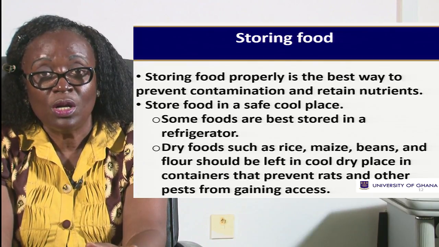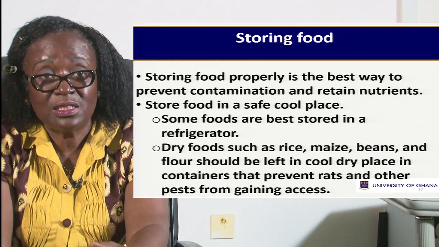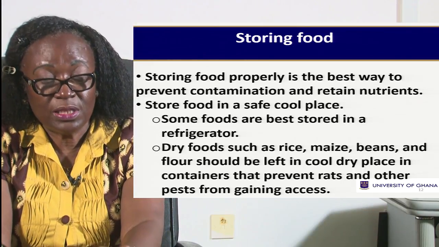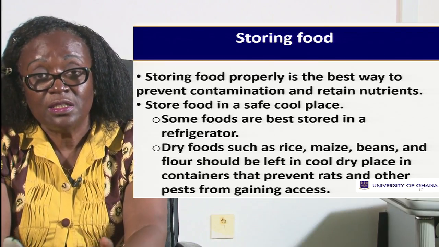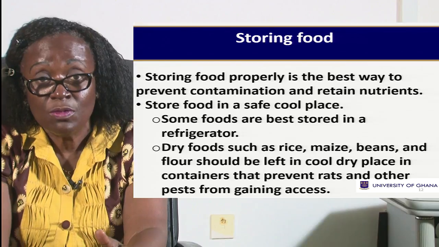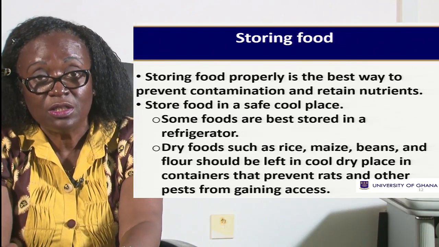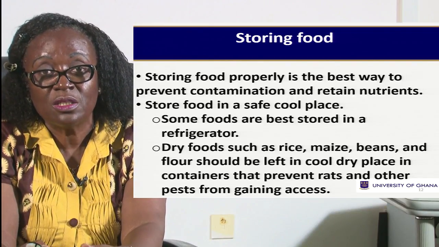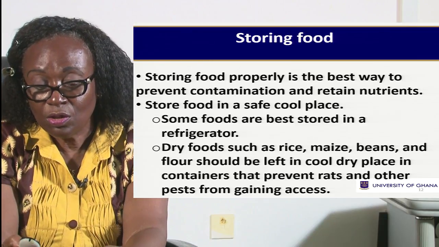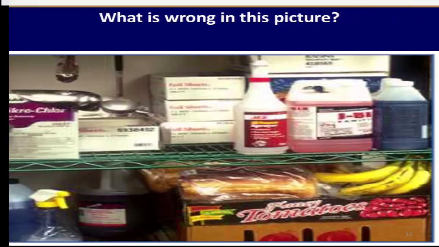And then when we store, how do we prevent pests? Do we leave them open or do we cover them so that rats and other pests do not gain access? This is also very, very important, because when they gain access, they sometimes even defecate on them, and we don't see. Some also even urinate on them. We pick them and eat. So it is very, very important that we store our foods in closed covered containers or in plastic containers or plastic bags that we tie. Very, very important.